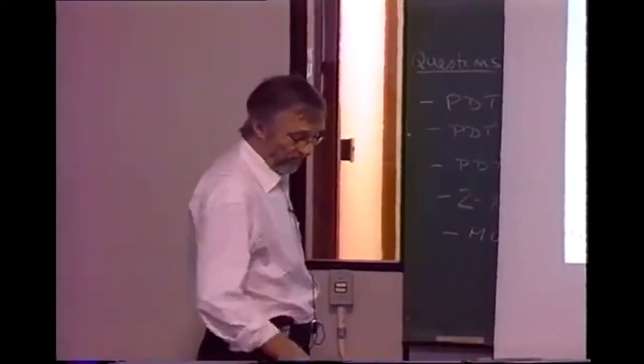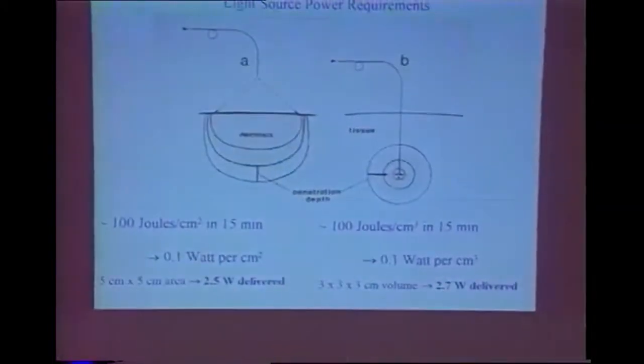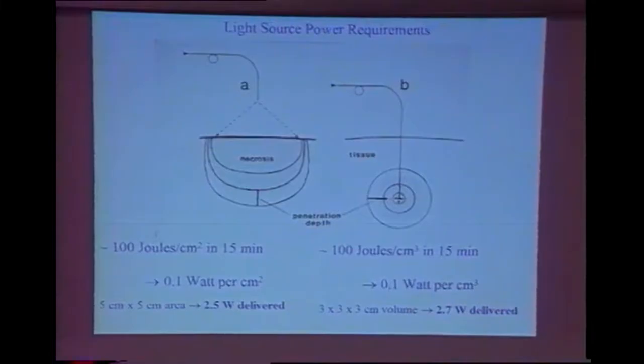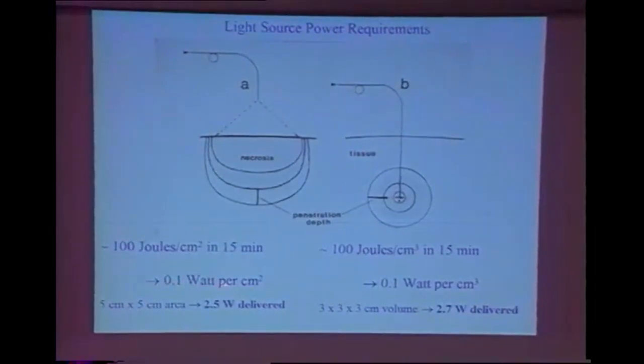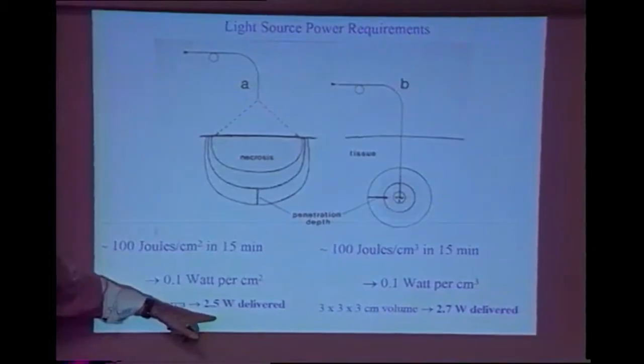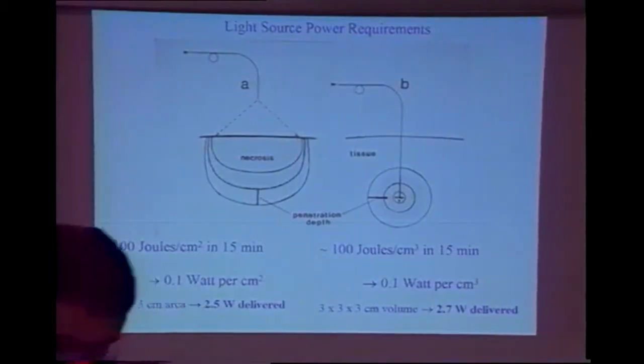The light source requirements are actually pretty challenging. I said yesterday that PDT is an energy inefficient process. So if we take, for example, a surface treatment or an interstitial treatment, and let's say that you need 100 joules per square centimeter delivered in 15 minutes to the surface, which is typical for a skin tumor, that means you need 0.1 watts per square centimeter. So if you're treating a 5 centimeter by 5 centimeter area, you need 2.5 watts. That's quite a lot of light, 2.5 watts at the specific wavelength.